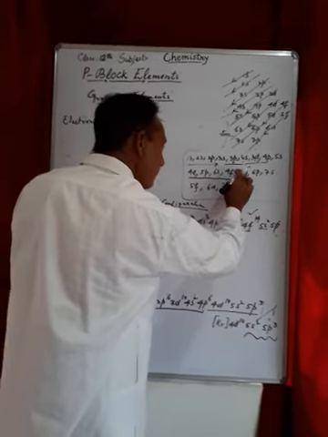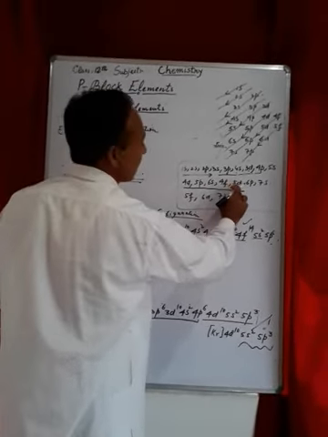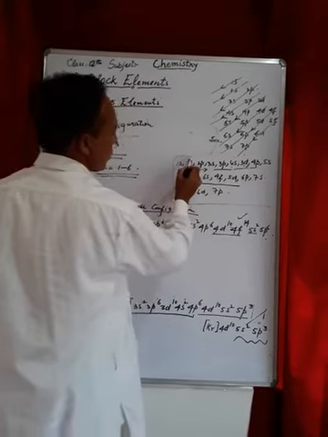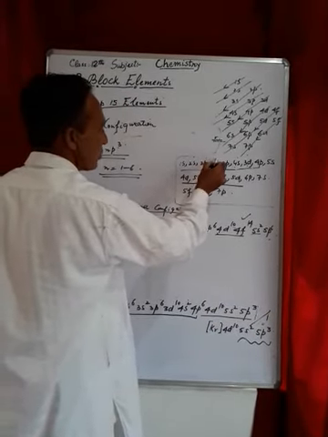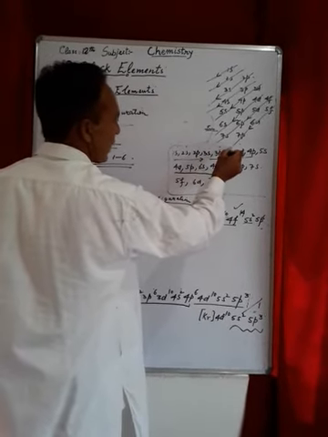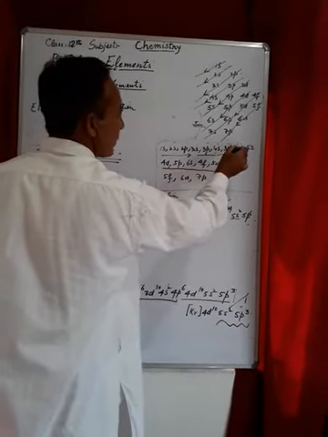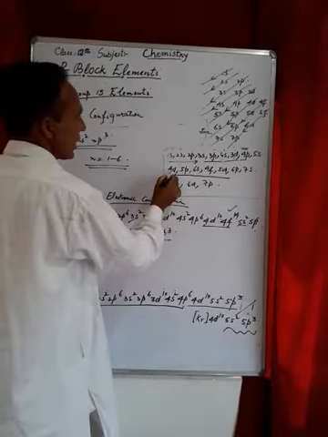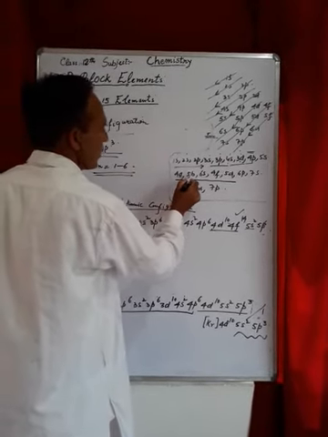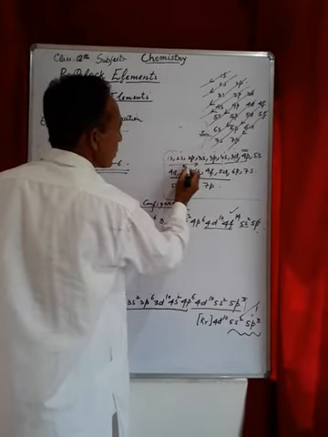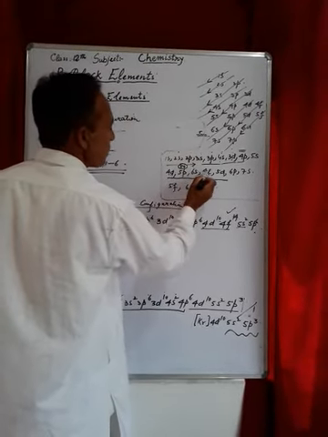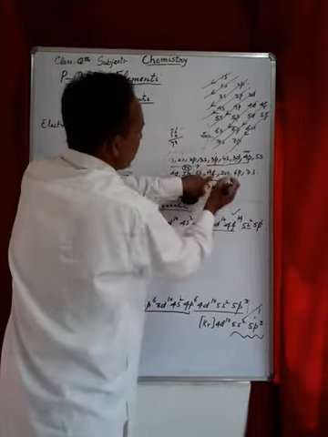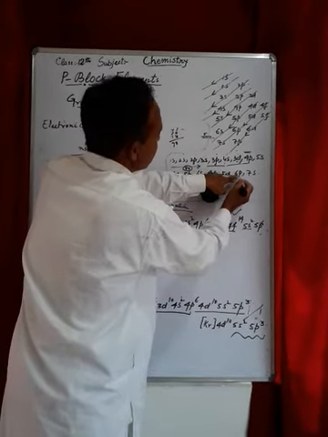After completely filling 5d we get 80 electrons, and 6p has 3 electrons. Counting: 2 and 2 is 4, 4 and 6 is 10, 10 and 2 is 12, 12 and 6 is 18, 18 and 2 is 20, 20 and 10 is 30, 30 and 6 is 36, 36 and 2 is 38, 38 and 10 is 48, 48 and 6 is 54, 54 and 2 is 56, 56 and 14 is 70, 70 and 10 is 80, and 3 more is 83.